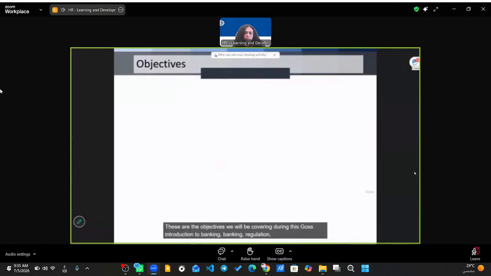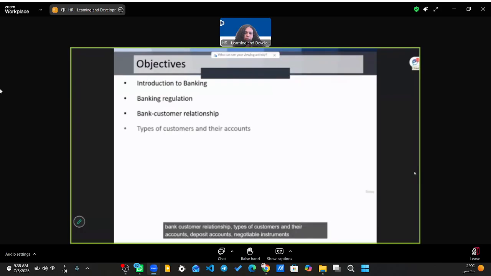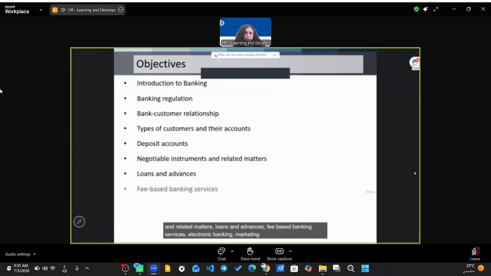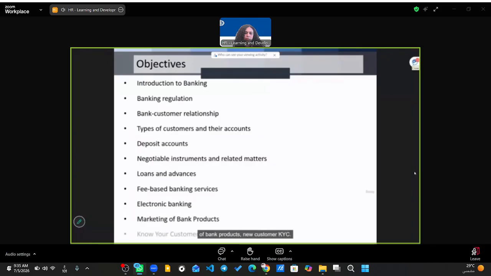These are the objectives we will be covering during this course. Introduction to banking, banking regulation, bank customer relationship, types of customers and their accounts, deposit accounts, negotiable instruments and related matters, loans and advances, fee-based banking services, electronic banking, marketing of bank products, know your customer, KYC. So let's begin basics of banking.